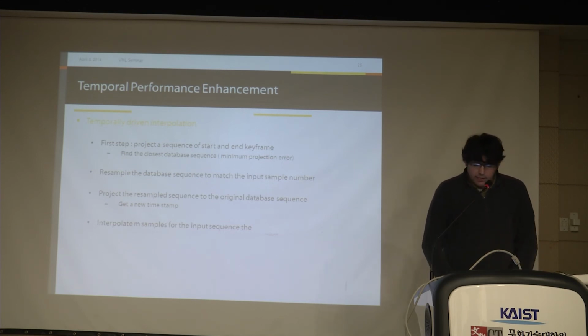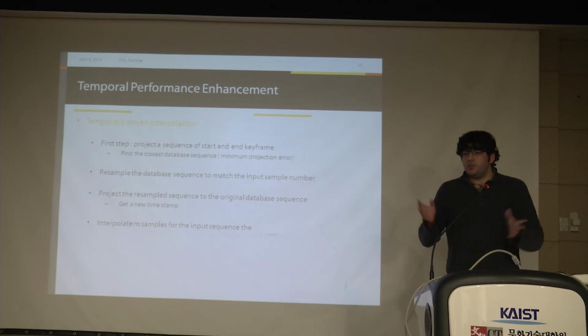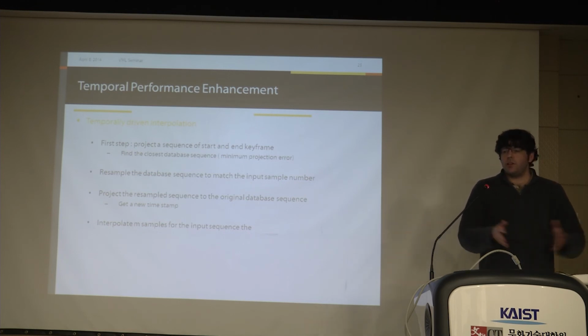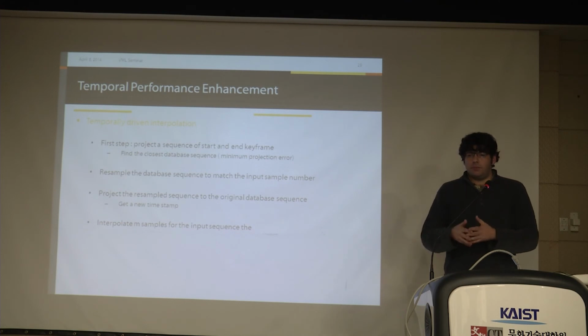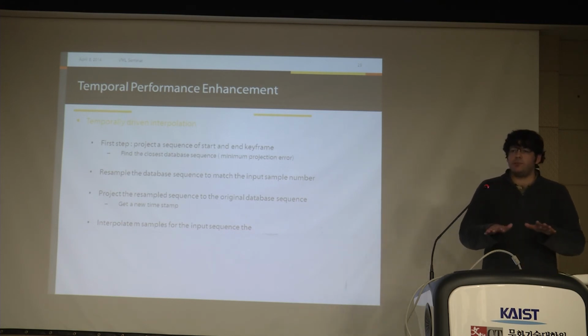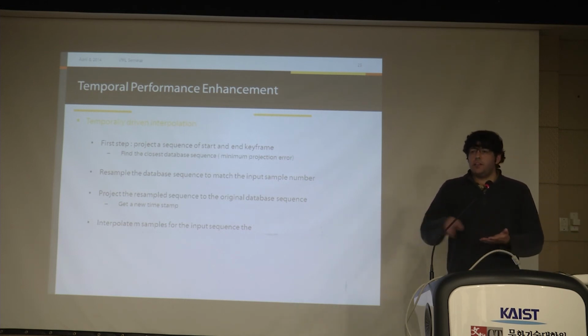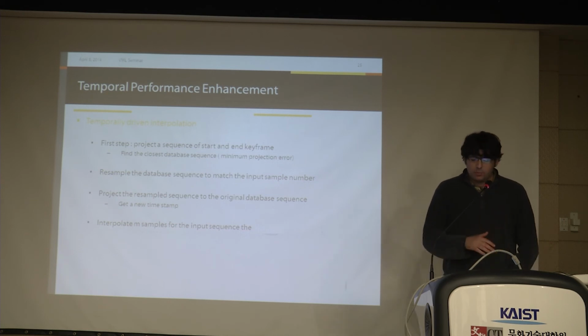So there are several steps, but the basic concept is you project to all of the sequences, and then you keep track of the whole projection error. And then once you choose the sequence, you resample the sequence so that the number of samples match. It means that the database may have just 100 frames per sequence, but you want a new sequence that may have 500. So you first resample the two sequences so they match the same number of samples, and then repeat the process to get the new timestamps. Then you can apply these new timestamps to the previous phase.